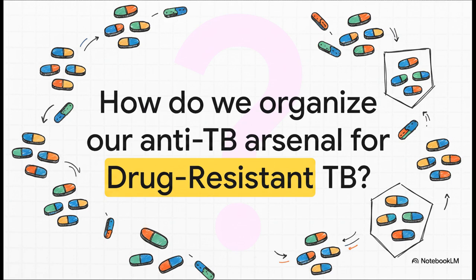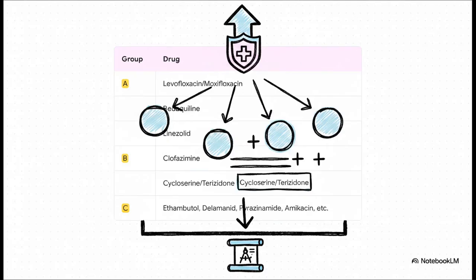And that leads us to the big question, right? When you're staring down a case of multi-drug-resistant TB, how do you even begin to think about which drugs to use? How do we group them? This isn't just some academic thought exercise. This is the core strategy for building a regimen that actually works. And here is the answer.